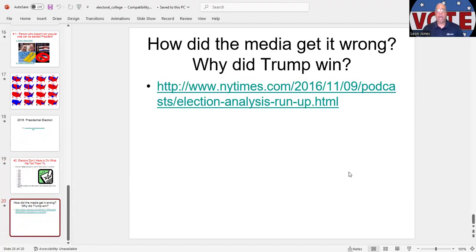And then how did the media get it wrong? Well, I'm going to tell you how the media got it wrong. I'm going to tell you because the media was all in for the nominee Clinton. That's why they got it wrong. They didn't believe Trump was going to win. Hillary believed that she had it in the bag, and she ended up losing.